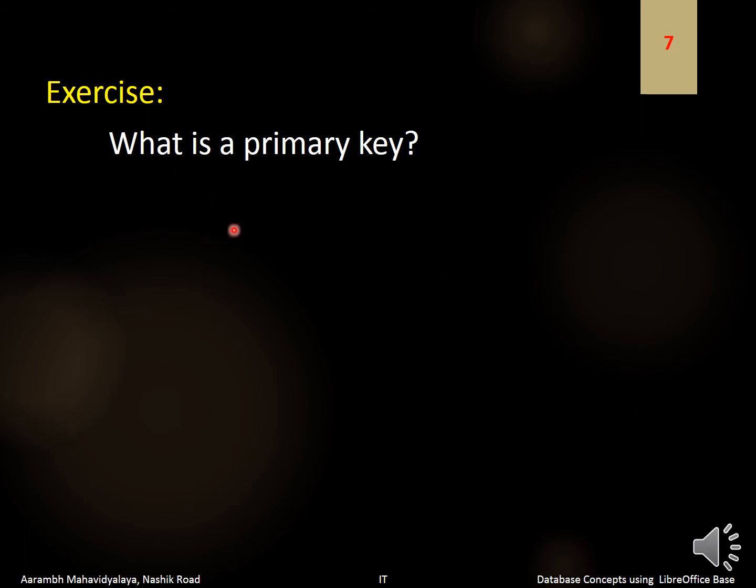Today's homework is that you have to write the answer to the question, what is a primary key. You have to revise everything from the introduction up to here, and then we will continue our next topic in the next lecture. We will stop here.